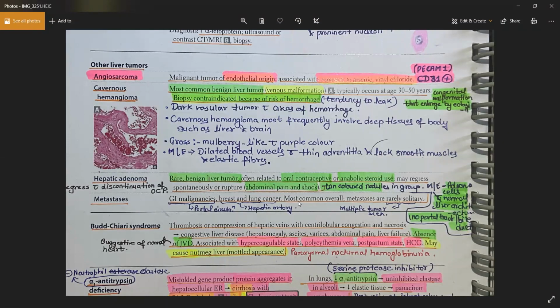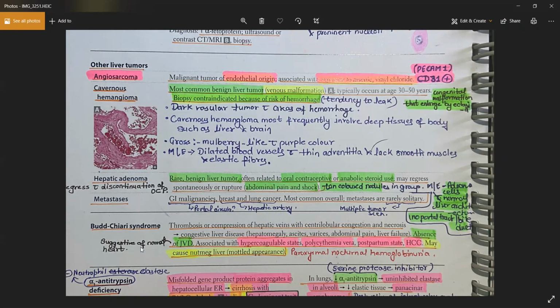It will be shown as a tan-colored nodule in the gross. Very important. If Step 1 describes a tumor in a female taking the OCP, a tan-colored tumor in the liver, that means they're talking about the hepatic adenoma. And what you will see is the columnar cells, because it is an adenoma type. You will see the glands.